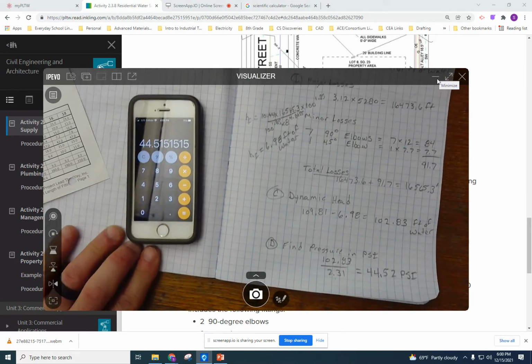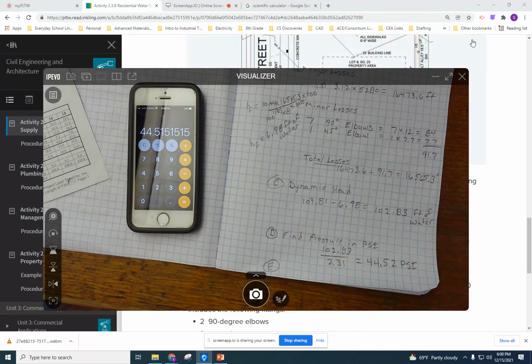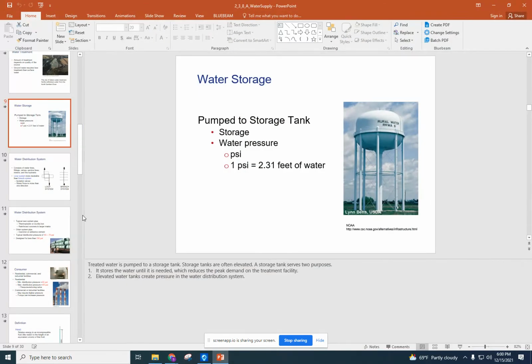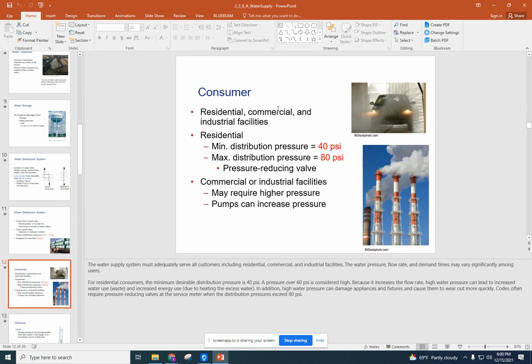So the question then is, is that a good pressure? So we're now going to go to E. Does that work? When I went through this presentation, they say in a residential setting, the minimum distribution pressure should be 40 psi, maximum 80. So if you're over 80, you got to put a pressure reducing valve in. If it's below 40, the city should have to remedy getting that up to 40. Or you might have to put a pressure tank in your house to fill a tank. Anyway, we'll talk about that another time.